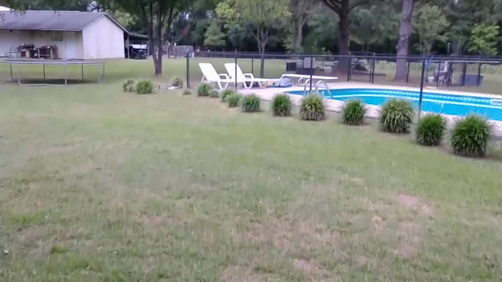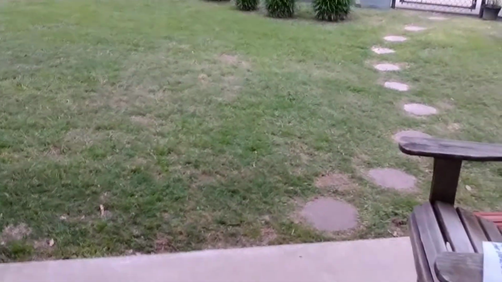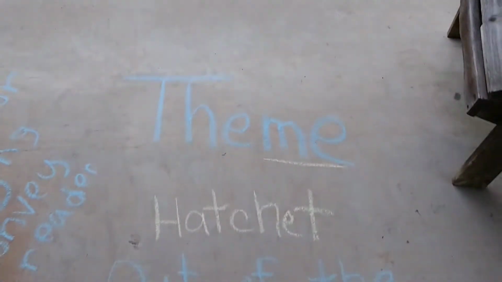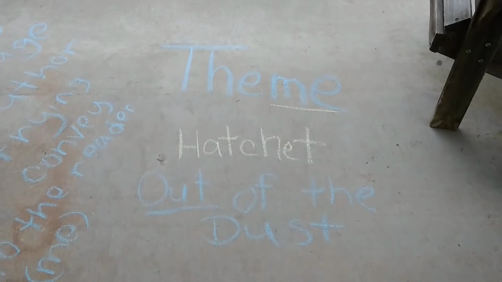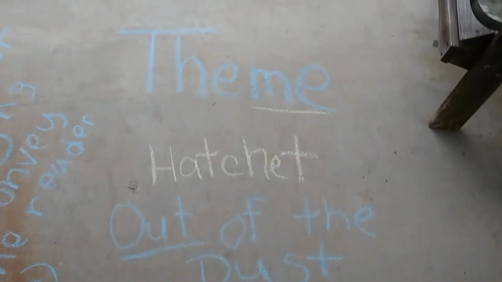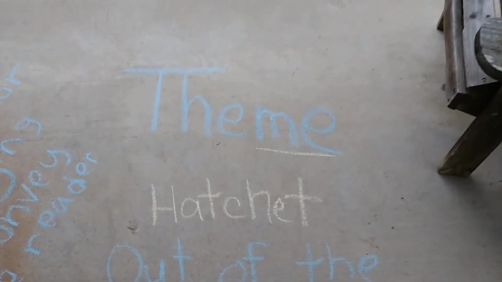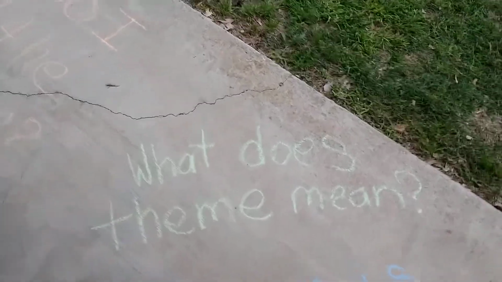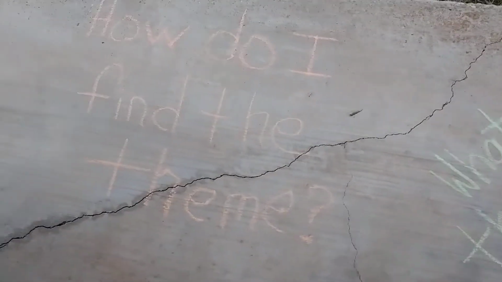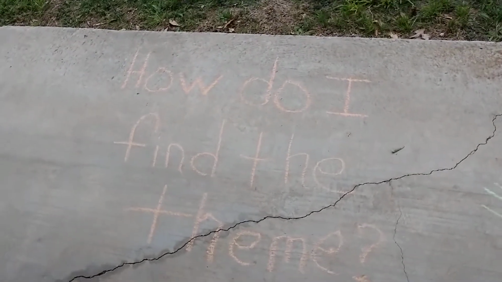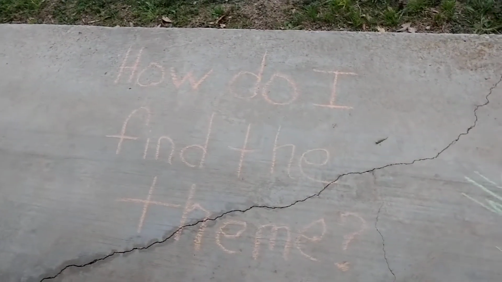I've enjoyed teaching you through these YouTube videos, and today our lesson is about theme. We're going to review theme in three of our novels, Hatchet, Out of the Dust, and The Witch of Blackbird Pond. Two questions that I want to ask today are, what does theme mean? And how do I find the theme in what I'm reading? Because authors do not come right out and say the theme of the text is. So let's go back to the word theme.